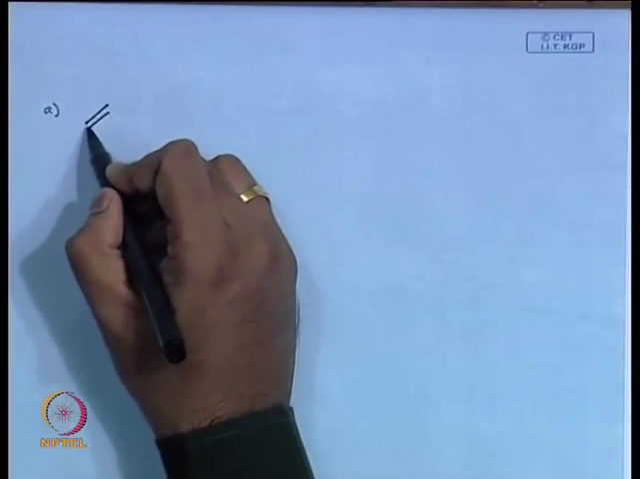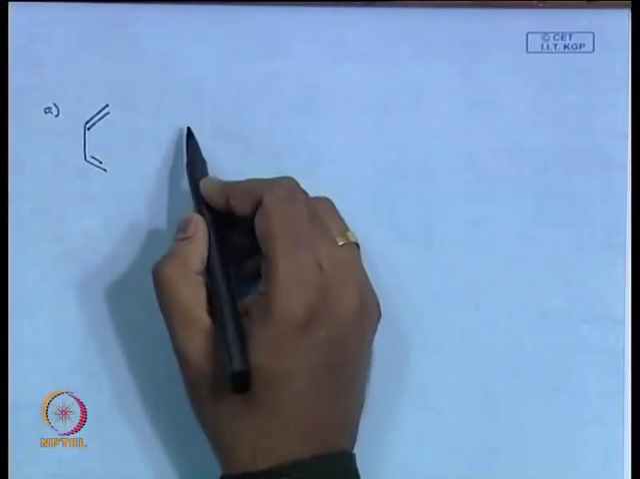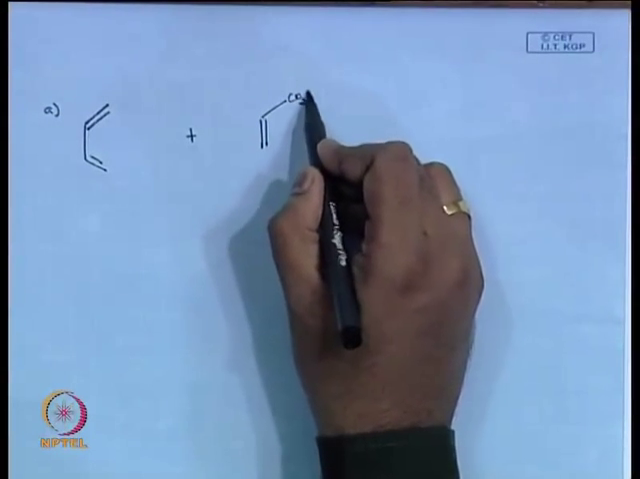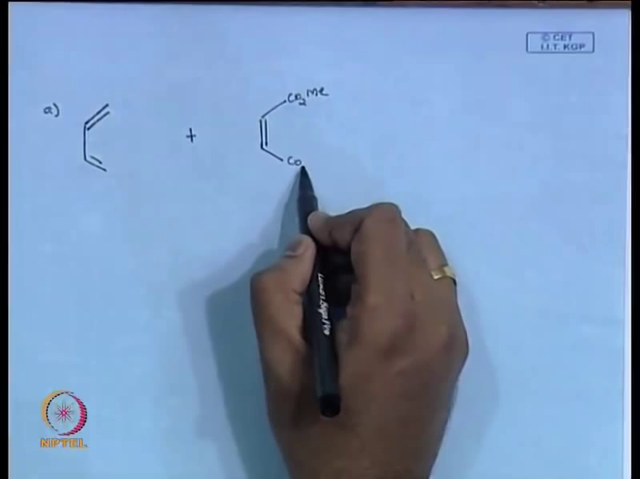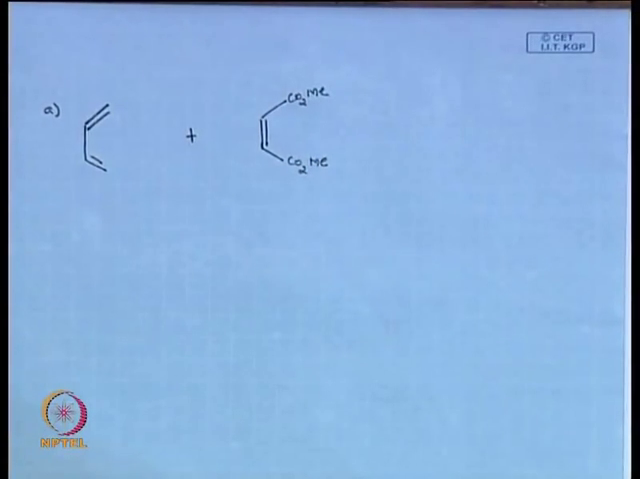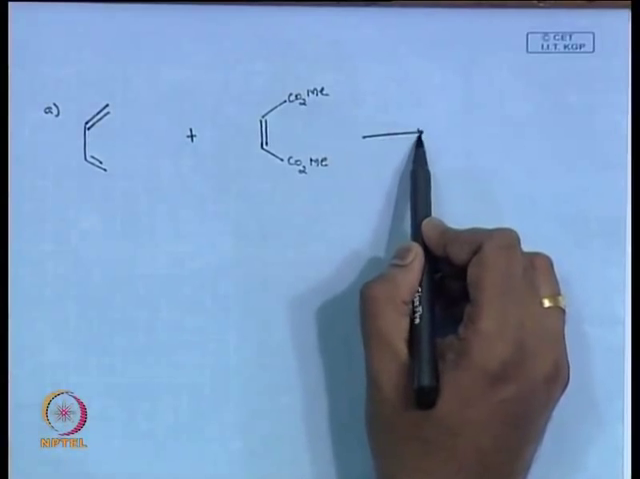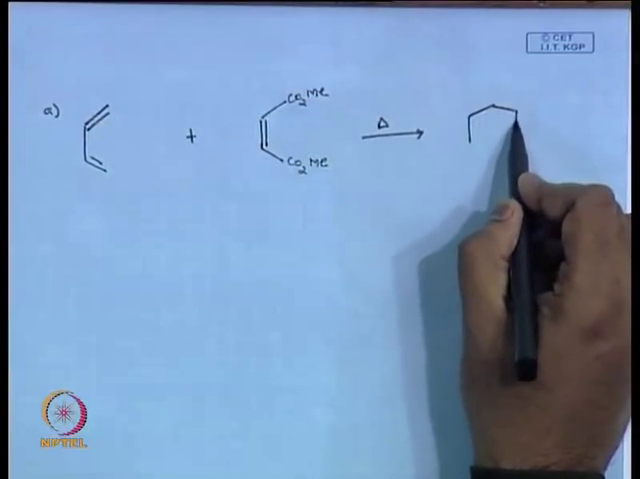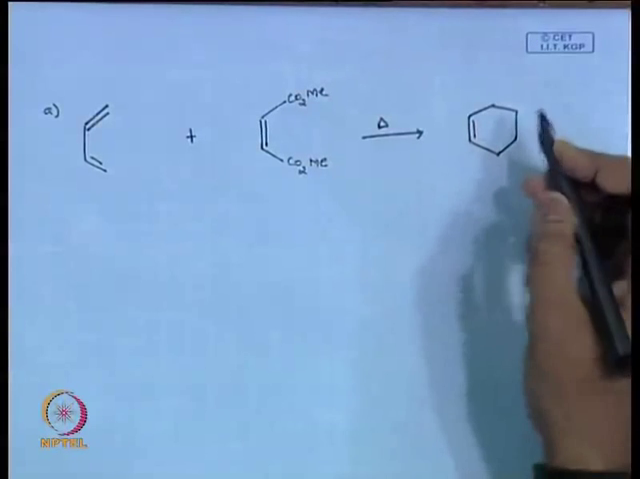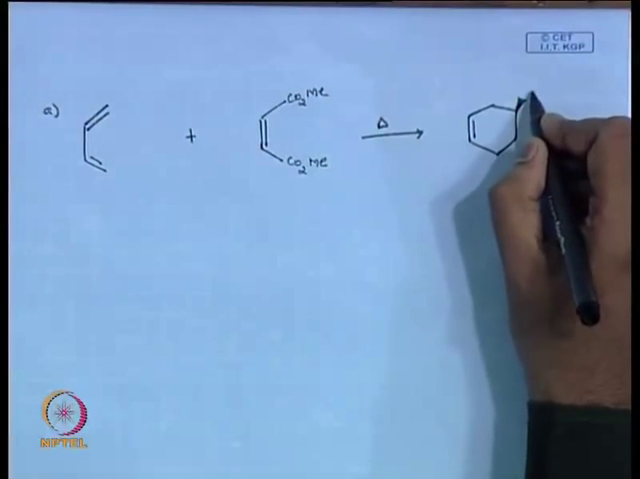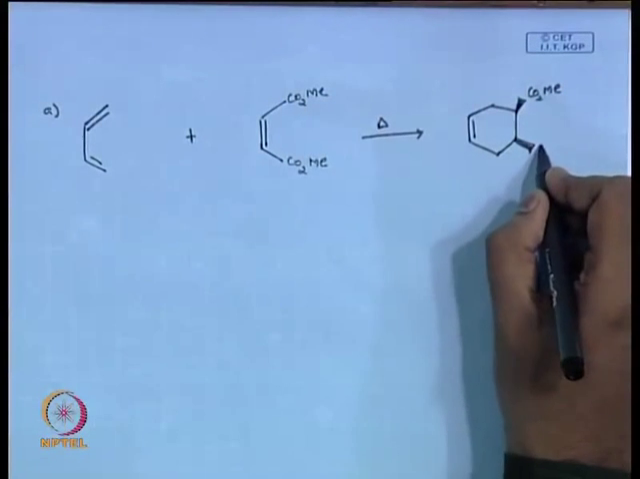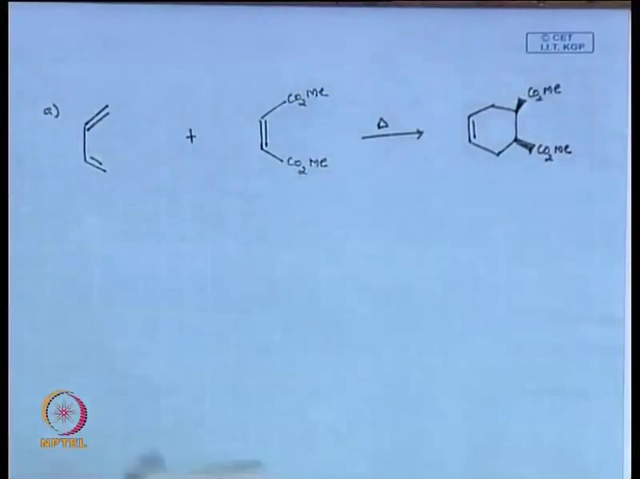If I take a diene plus dienophile. Okay. So, this reaction on heating, you should think about the facial selectivity when you draw the product. So, you might end up with a nice product like this.